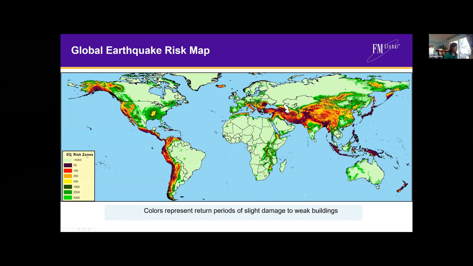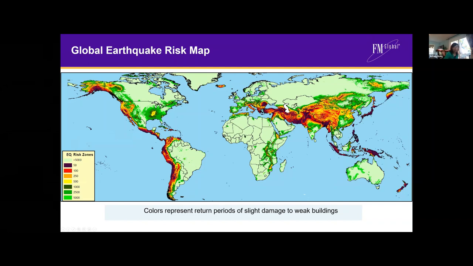So we produced earthquake risk zones from 50 years all the way to greater than 5,000 years. Of course, the dark purple, red, and orange are high risk areas, which have shorter return periods of slight damage. Our engineering division uses such maps to provide recommendations such as seismic bracing for our clients, and our underwriting division can use it for pricing and setting up terms and conditions.